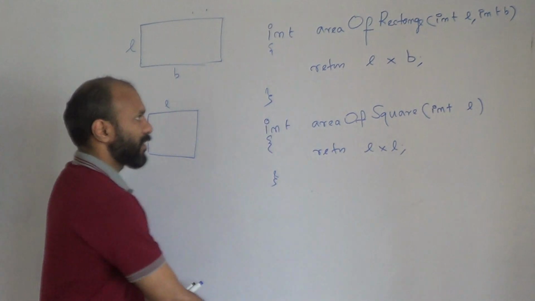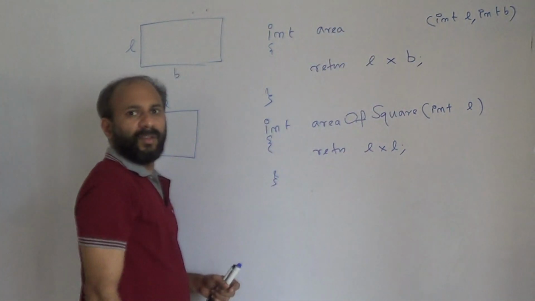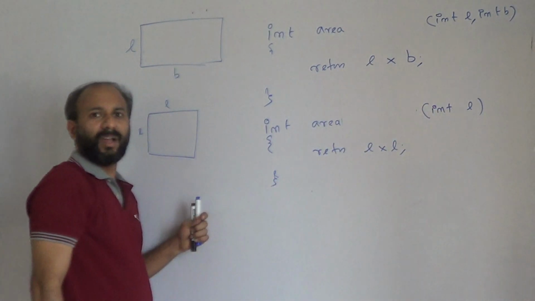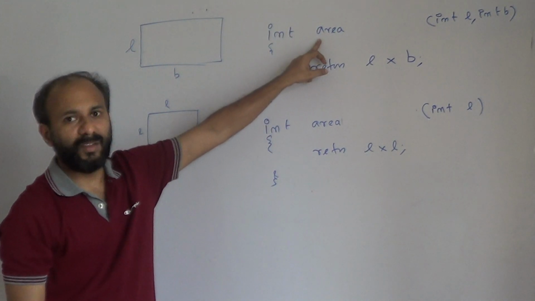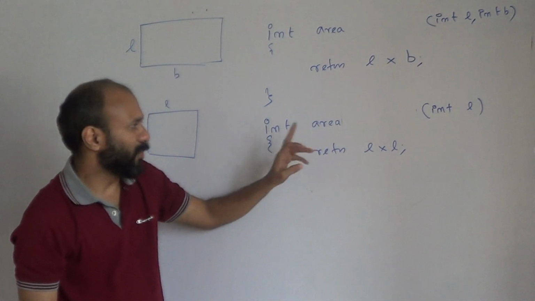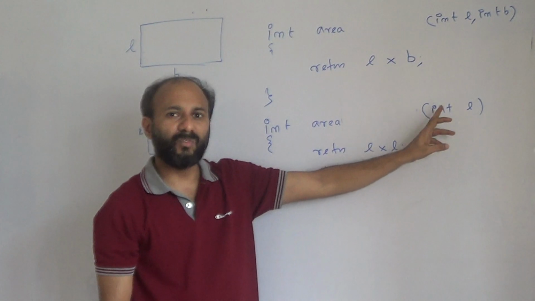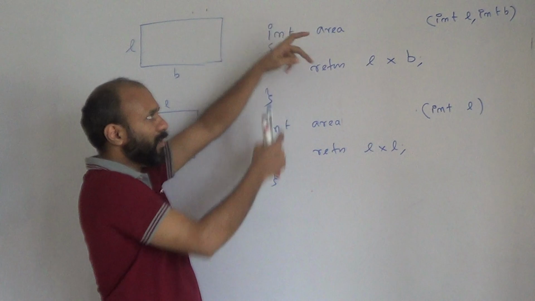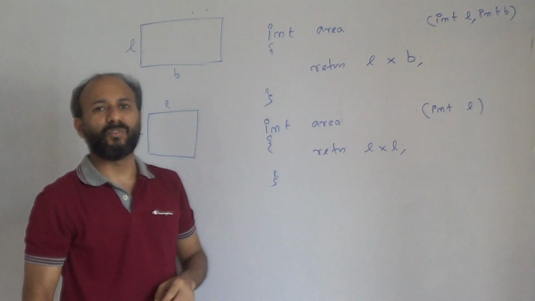Now here I am changing the function name to area. This function name also I am changing to area. Now I have two functions. The name of one function is area, which is taking two arguments. I have one more function. The name of this function is also area, but this is taking only one argument. Now you can see the function definition is different, but the function name is the same. This is known as polymorphism.